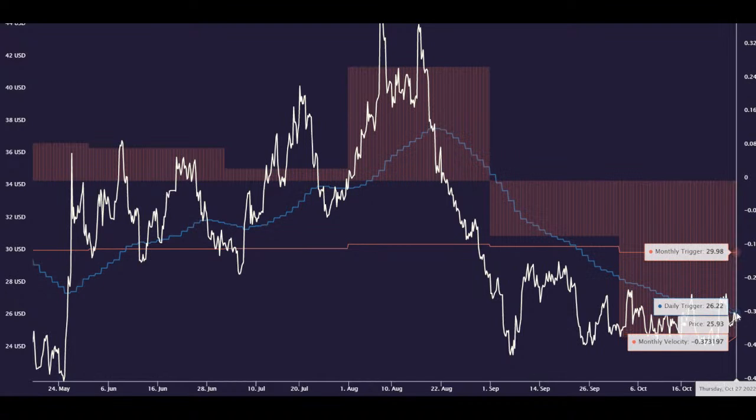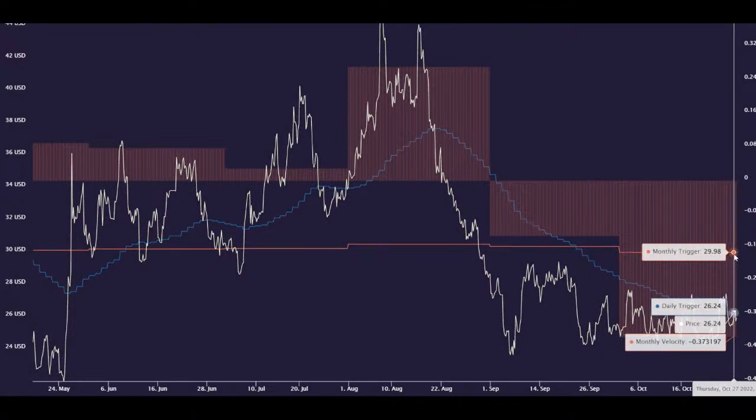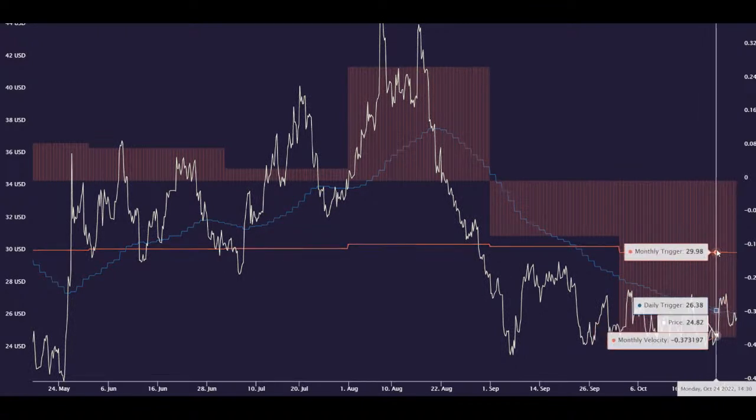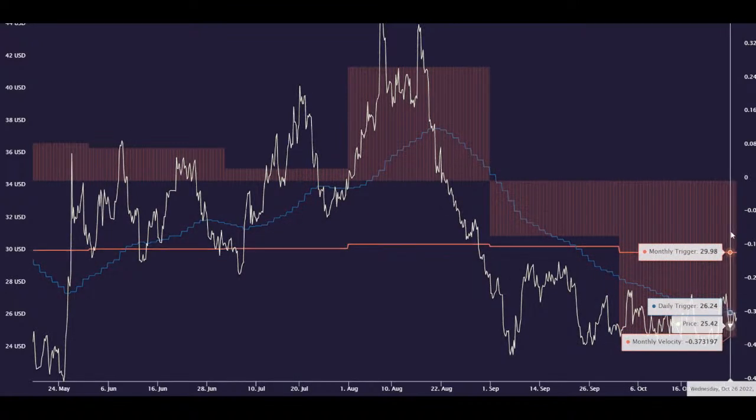Now, again, a series of events needs to happen in a perfect order. It needs to go perfect, but if it does, we're gone. So this is what needs to happen. GME needs to break above the daily trigger immediately at 26.22, hopefully tomorrow. That's the best case scenario. If it can get close to 29.98 in the next couple of days before November 1st, then we can erase this entire monthly velocity print. And going into next month, we can even have positive velocity or teeny negative velocity that won't stop us from going straight through this monthly trigger.